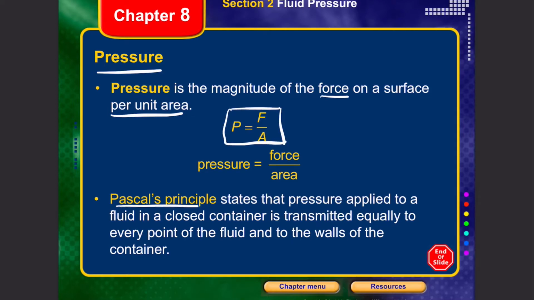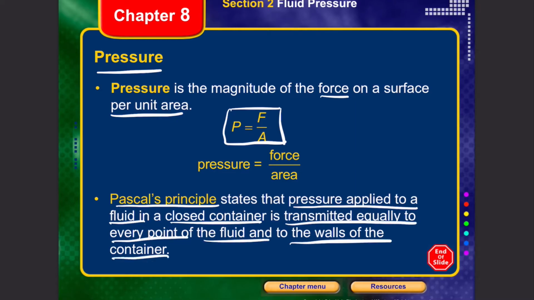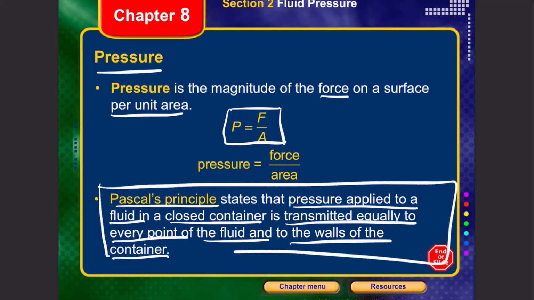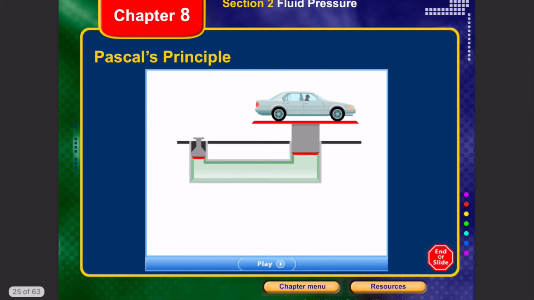So we use Pascal's principle that states that whenever a pressure is applied to a fluid in a closed container, it is transmitted equally to every point of the fluid and to the walls of the container. Remember that this is an important principle that we use a lot in nature. Let's take an example of a car dealership where you have a platform that's being raised. You notice that there is a lever that is being applied here. The force that is being applied, let's consider it F1, and the force that is being transferred, let's consider that to be F2.